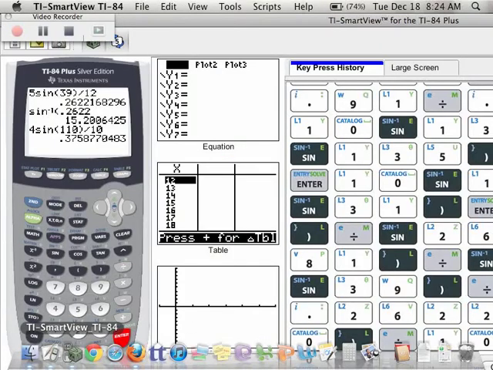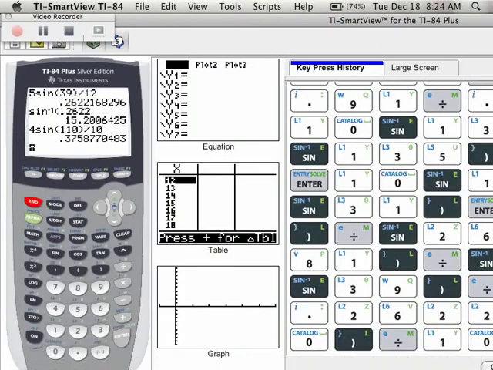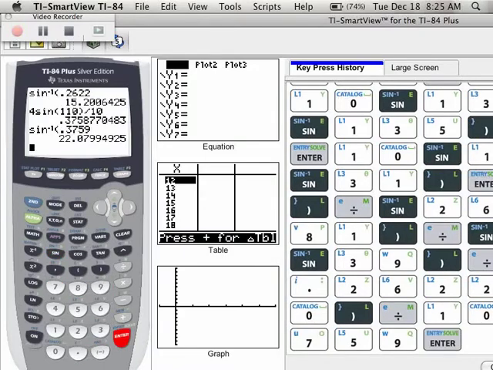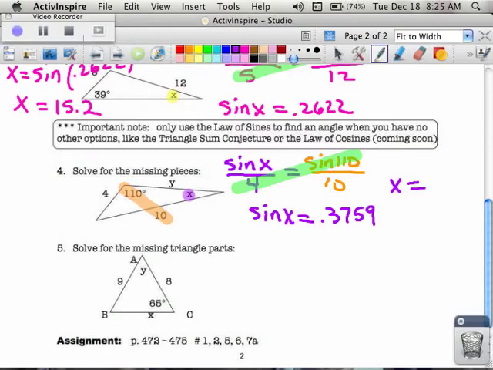That's where I hit that second button. So second sine of 0.3759, and I get 22.08. Which is the size of the angle in degrees. So now I've found that.